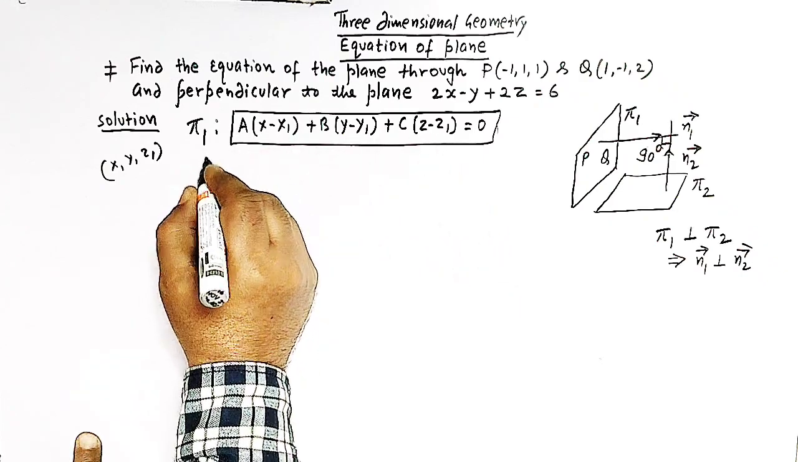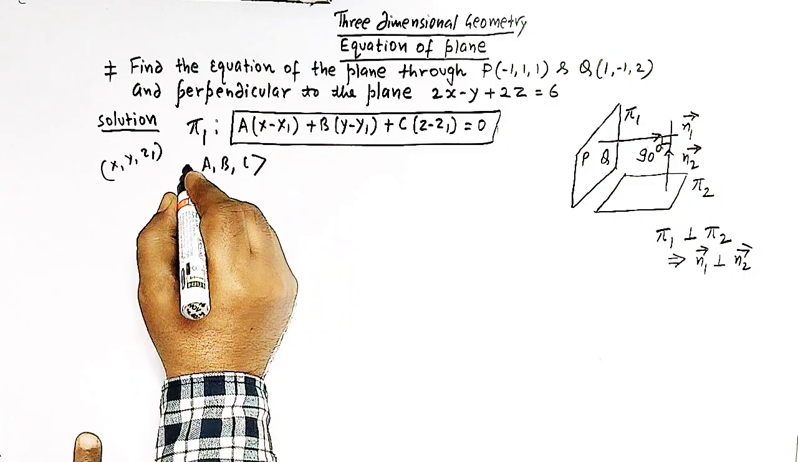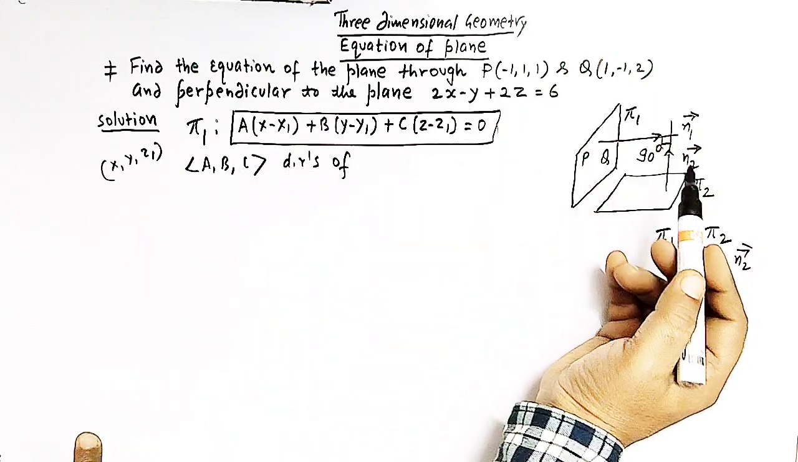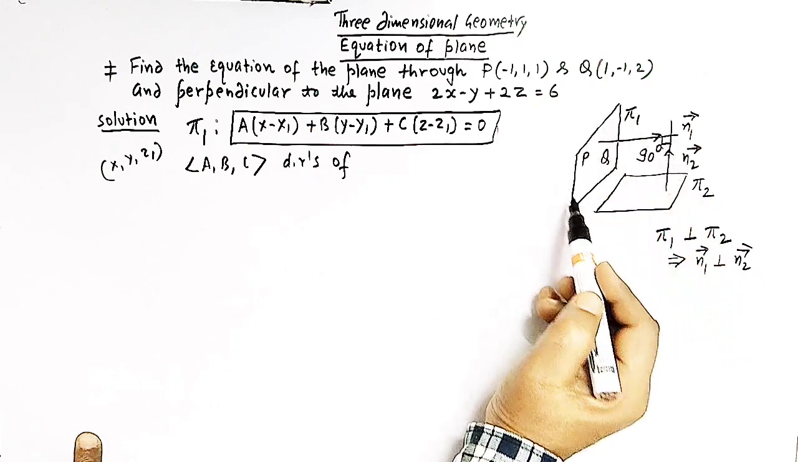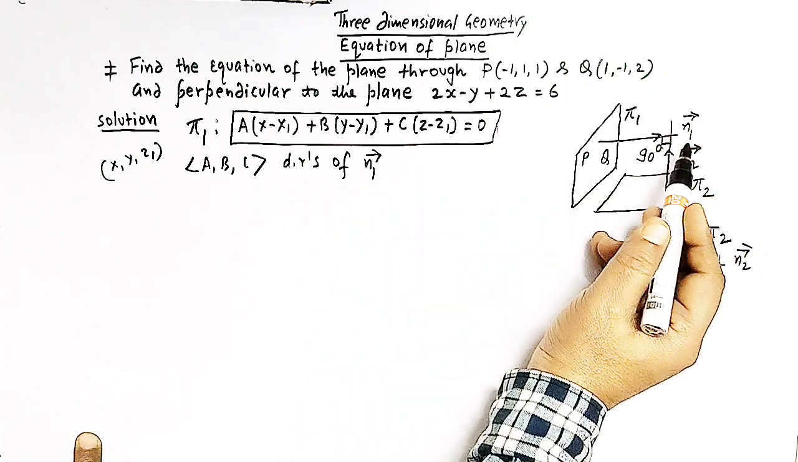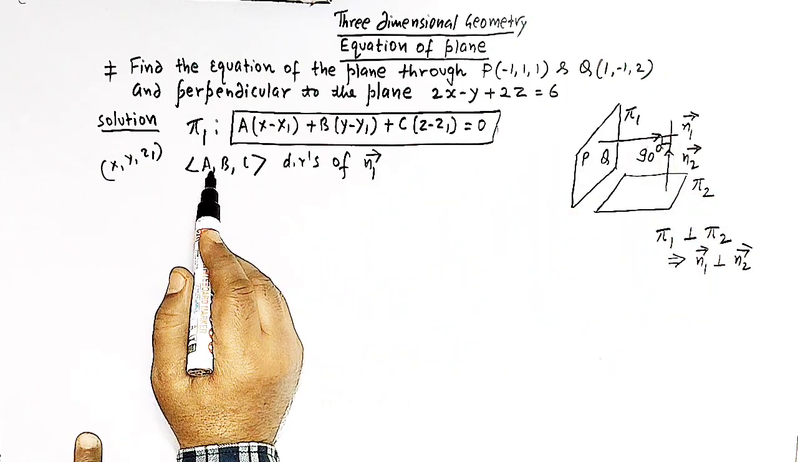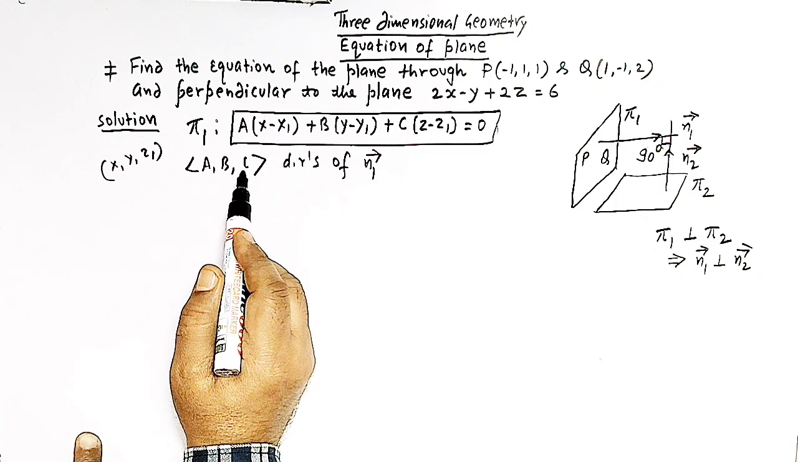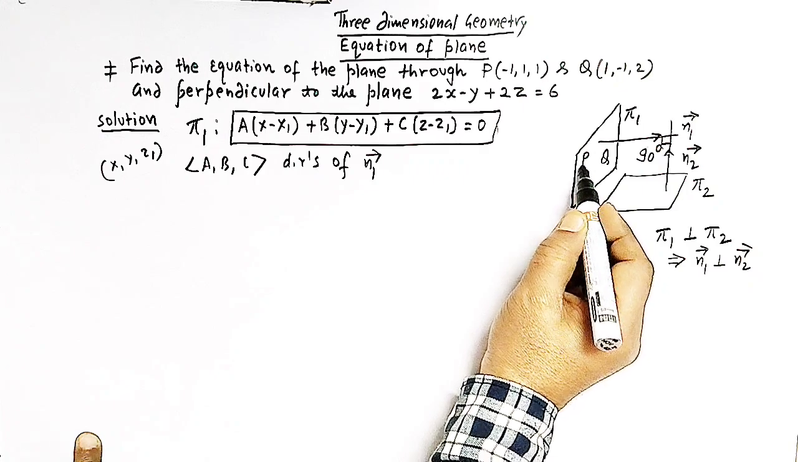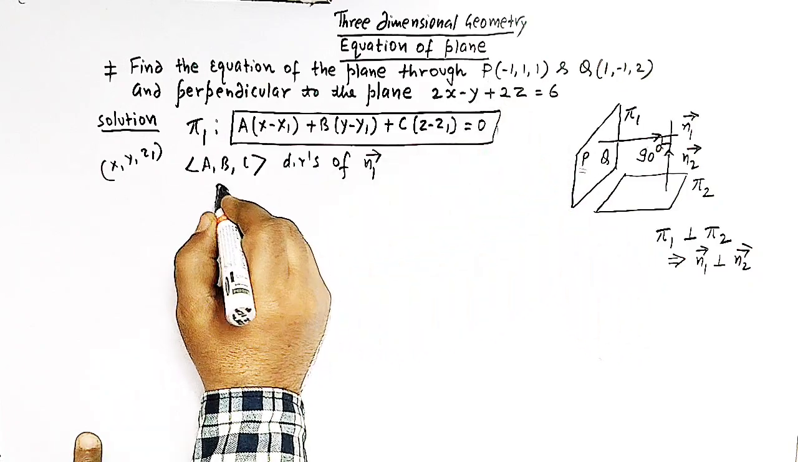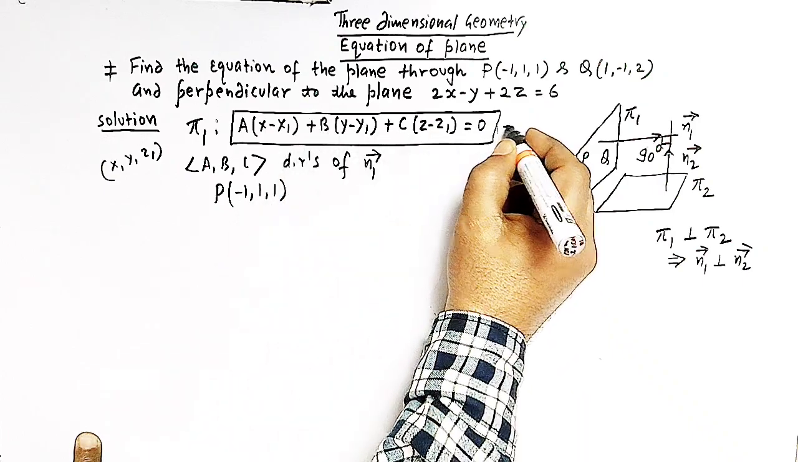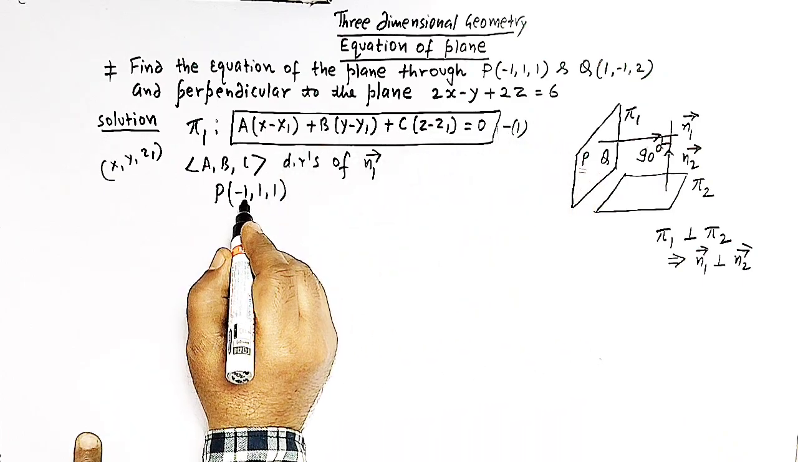And here a, b, c are the direction ratios of the normal vector, and here we have assumed that the normal vector to this plane pi 1 is the vector n1. So n1 has the direction ratios a, b and c, right? So now this plane pi 1 contains this point P, and the point P has the coordinates (minus 1, 1, 1). So this equation must satisfy this point, right?